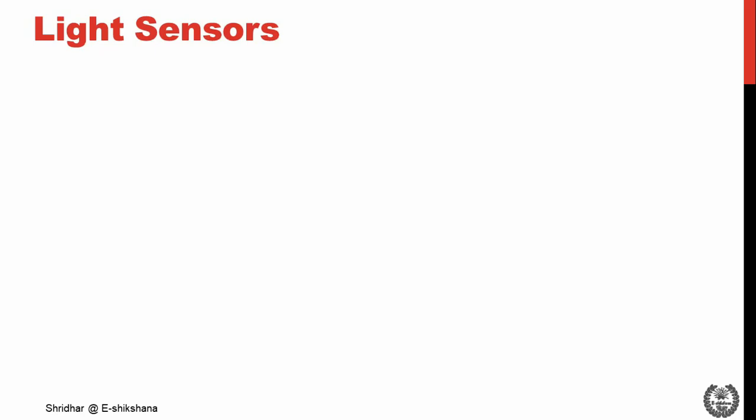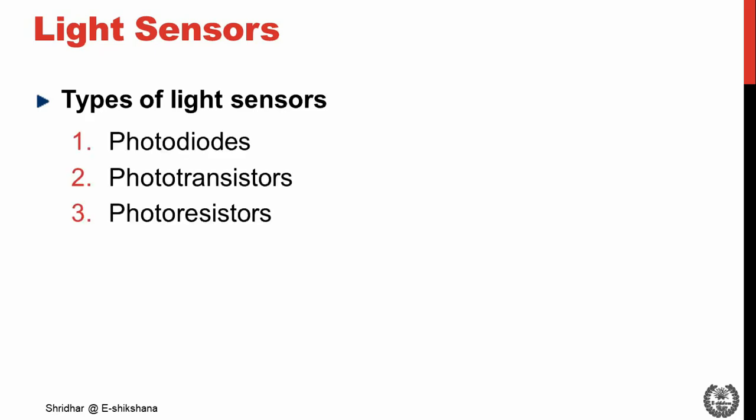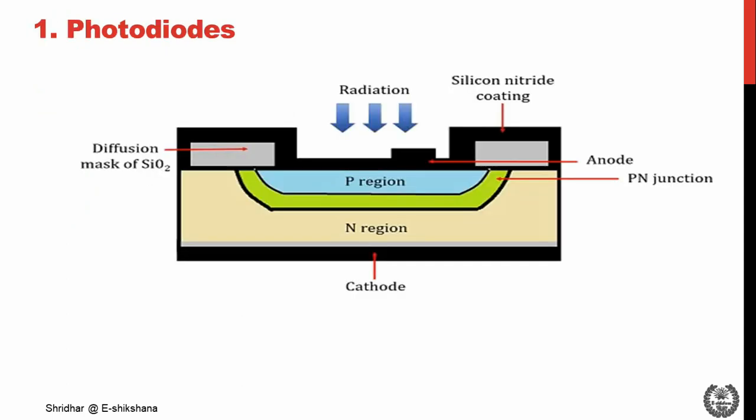Next, we'll discuss light sensors. The types of light sensors are photodiodes, phototransistors, and photoresistors. First, we discuss the photodiodes. It consists of the arrangement shown in the diagram, which has a P region, N region, and an anode forming a PN junction with a diffusion of SiO2 mask and a silicon nitride coating.